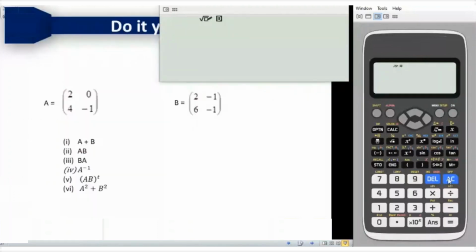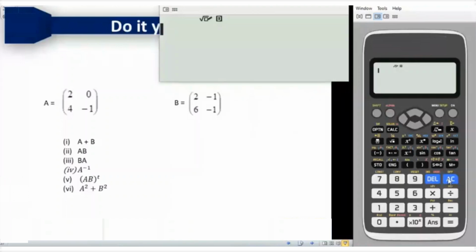Dimension error means that you have not defined the matrix correctly. I mean, instead of a 2 by 3 matrix or a 2 by 2 matrix, you have inserted some other matrix. Then there will be a dimension error. For example, A plus B can only be added if both the matrices are 2 by 2 matrices.